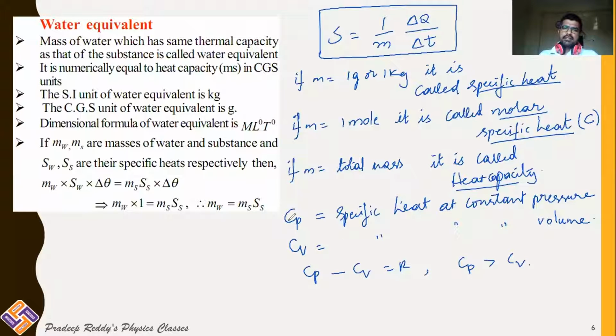For gases, specific heats can be of two types, that is specific heat at constant pressure and specific heat at constant volume, Cp and Cv. Cp is greater than Cv. Cp minus Cv is equal to R. This is what we have discussed earlier in the previous video lecture. And in today's lecture, we will continue calorimetry.